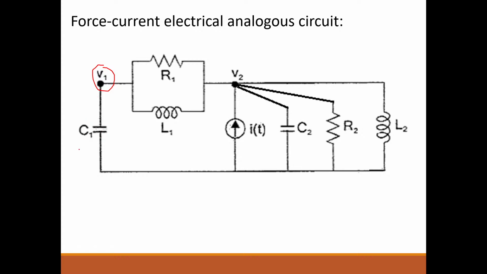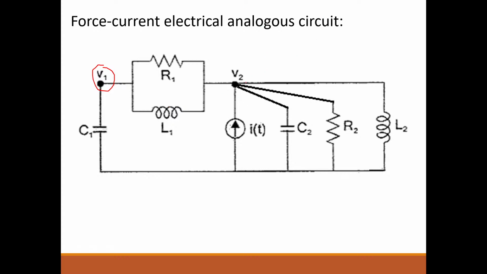There is a capacitor. So C1 into dV1 by dt plus R1 and L1 both are in parallel. So 1 by R1 into V1 minus V2 and 1 by L1 integral of V1 minus V2 dt is equal to 0, because there is no source connected to node 1. So that is one equation. So what about another equation?